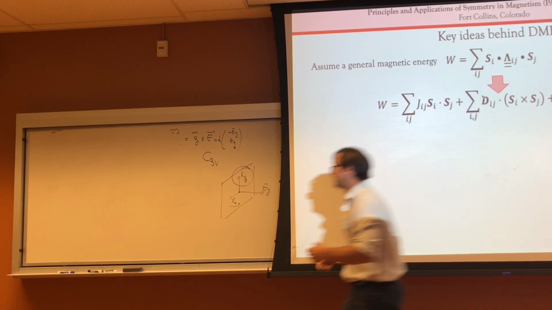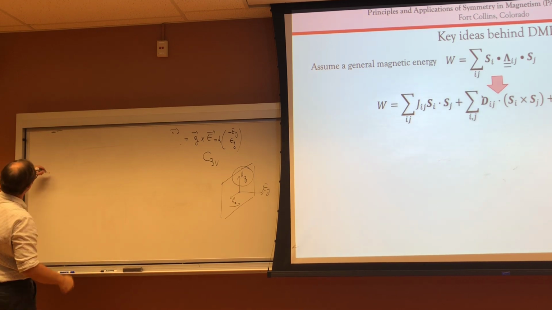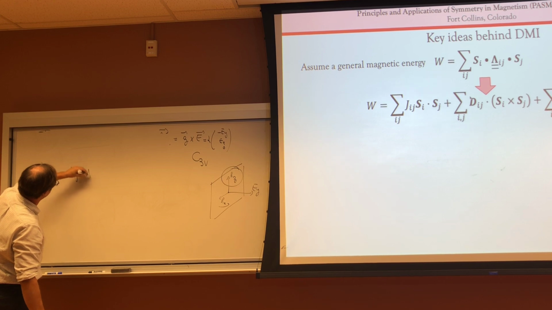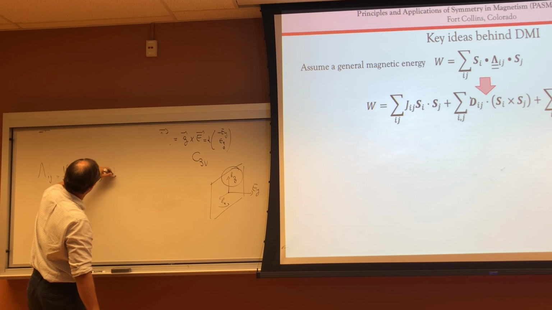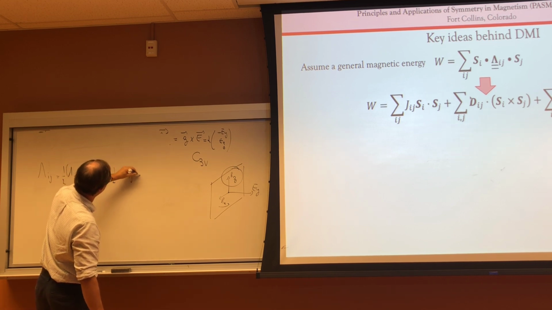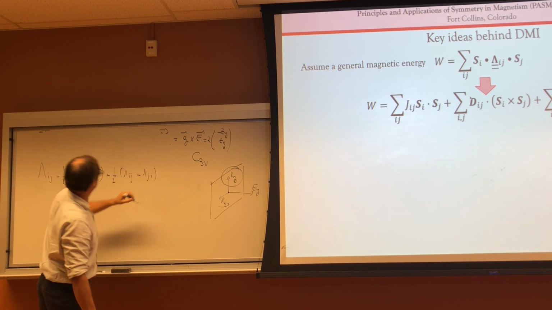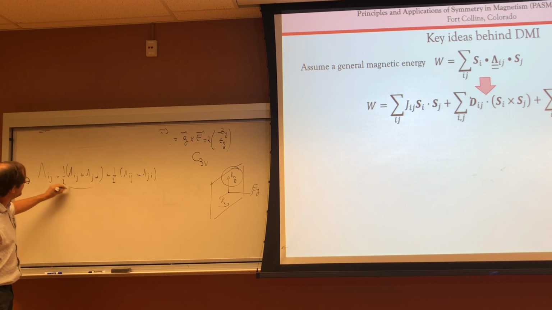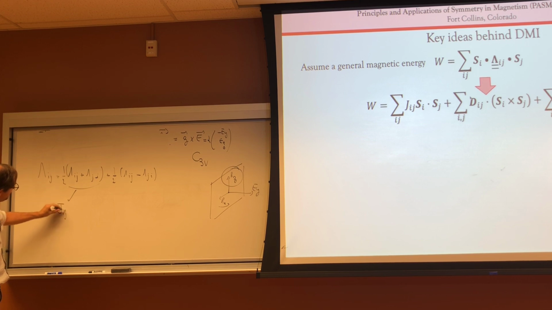You can say that you can always write your tensor, whatever it is, ij, as 1/2 of ij plus ji, plus 1/2 of ij minus ji. It's a very, very simple symmetrization. This guy will actually give you your Heisenberg exchange. It will force the spins to be parallel or anti-parallel with each other.